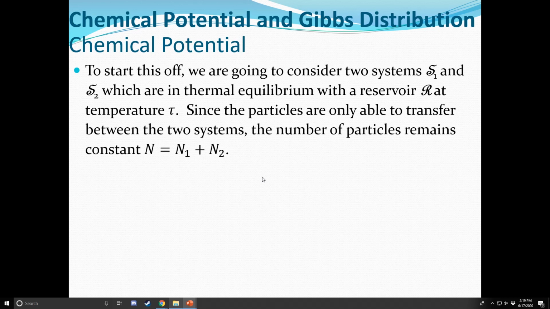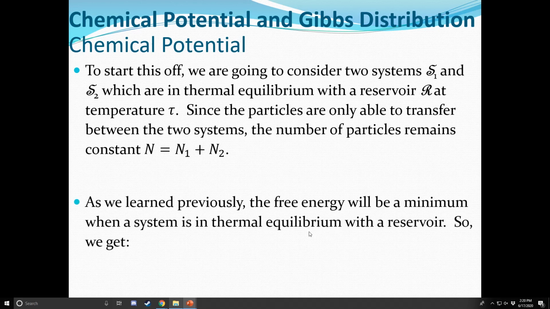All right, so we have our two systems, S1 and S2. They're in thermal equilibrium with the reservoir so that the temperature of the two systems always remains constant. And as we know, the total number of particles between S1 and S2 will be constant. It will remain the same throughout the diffusive transfer. So while the number of particles in system 1 and in system 2 might change, the total number of particles will remain the same.